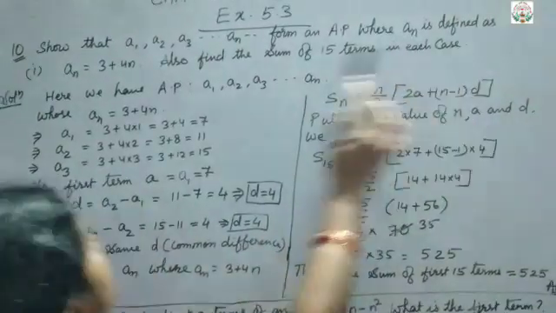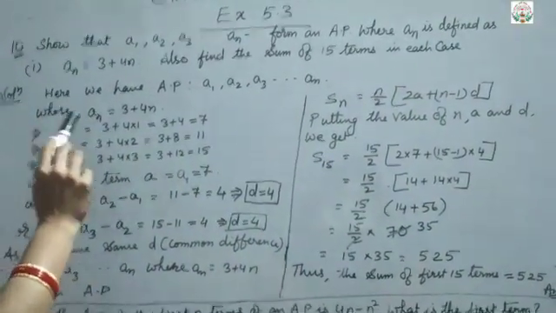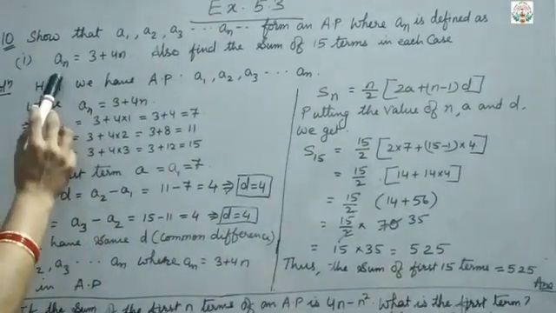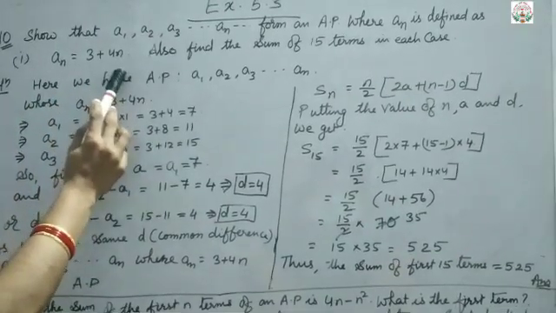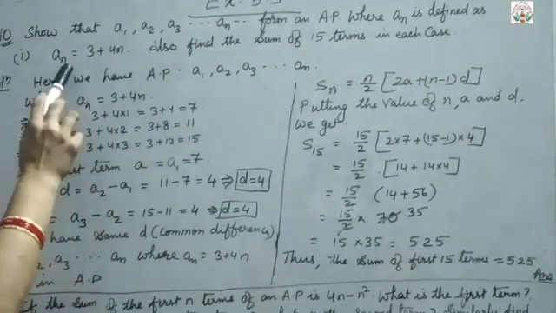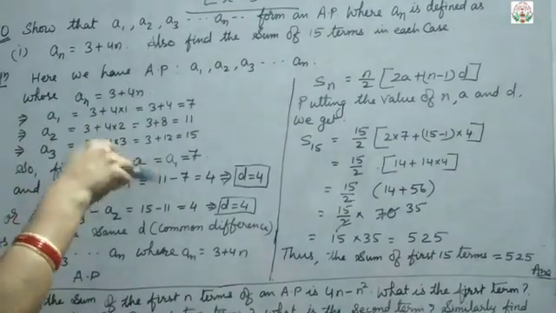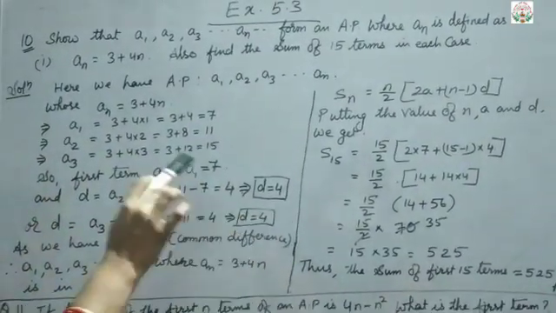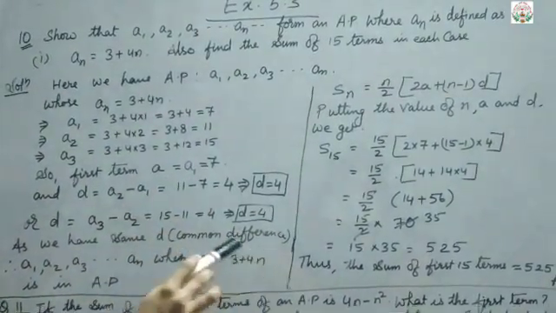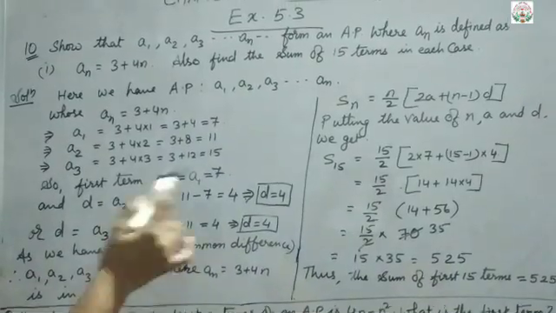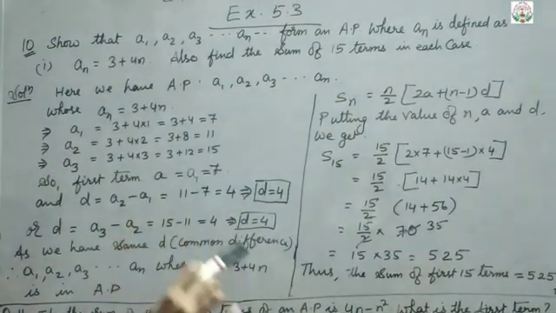Where AN is defined as, there are two questions. First part is AN equals 3 plus 4n and the second part is given. So I am solving the first one for you. You have to solve the second one as homework. The method is the same.